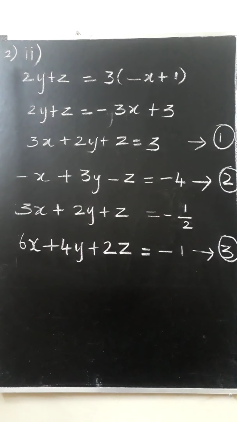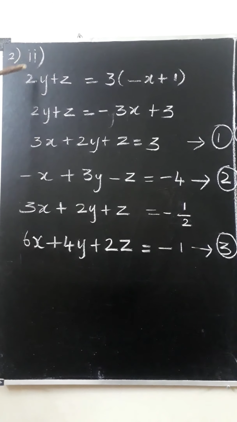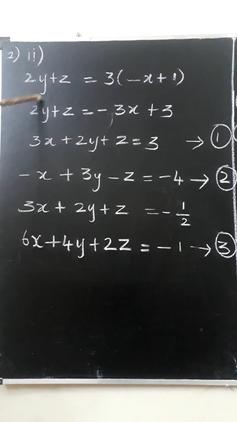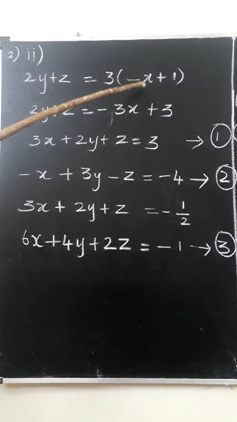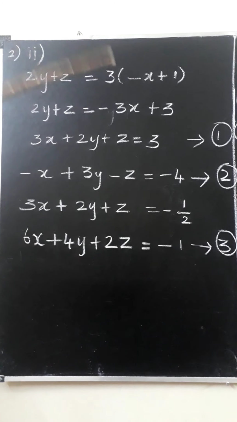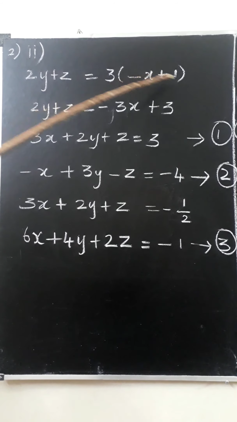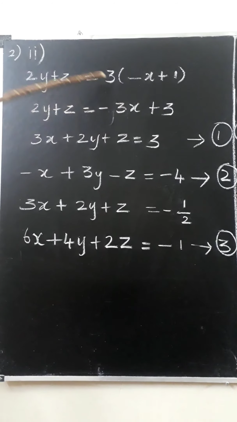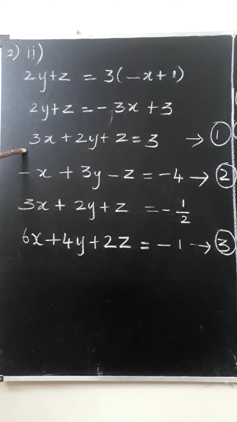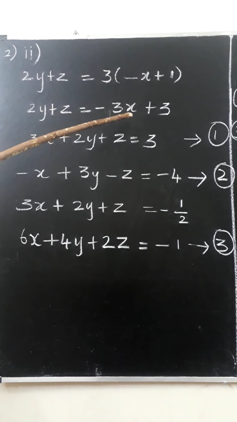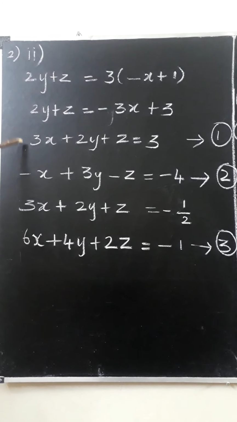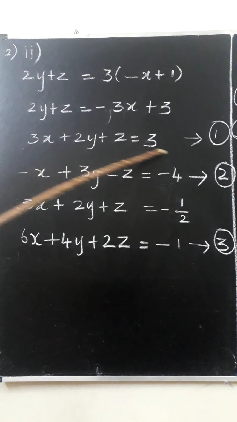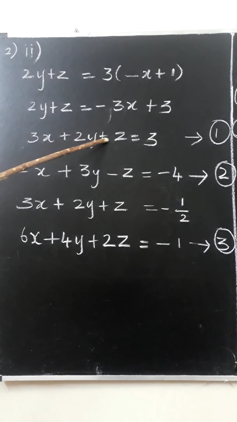The second sum, second subdivision. Here look at the first equation. It is not given in the correct format. It is given as 2y plus z is equal to 3 of minus x plus 1. So we have to change it. Multiply these two terms by 3. It becomes minus 3x plus 3. Then bring the variable to the LHS, constant to the RHS. So minus 3x will come here as plus 3x. 3x plus 2y plus z is equal to 3. This is the first equation, which is in the correct linear equation form.